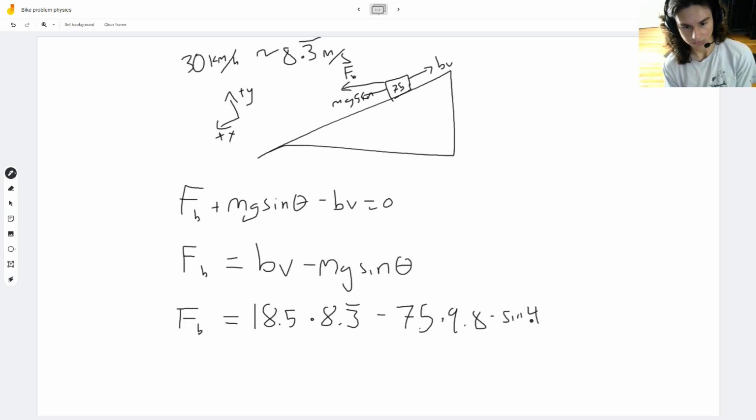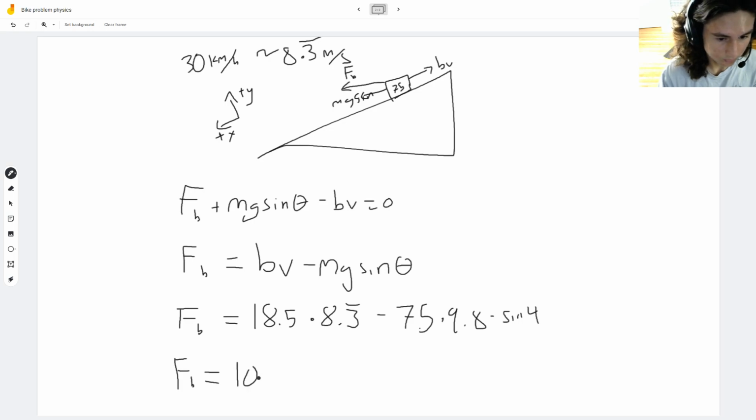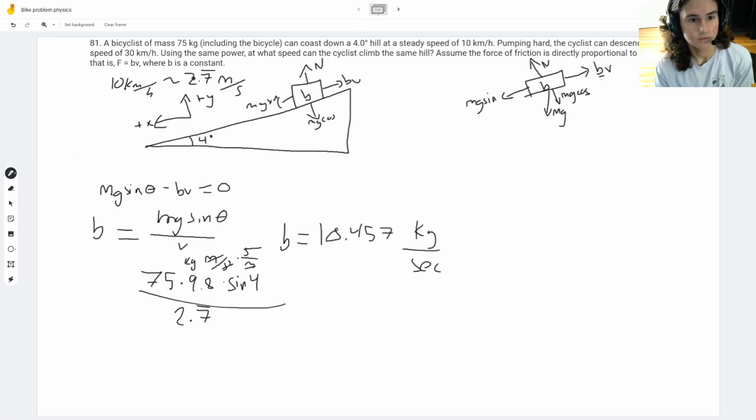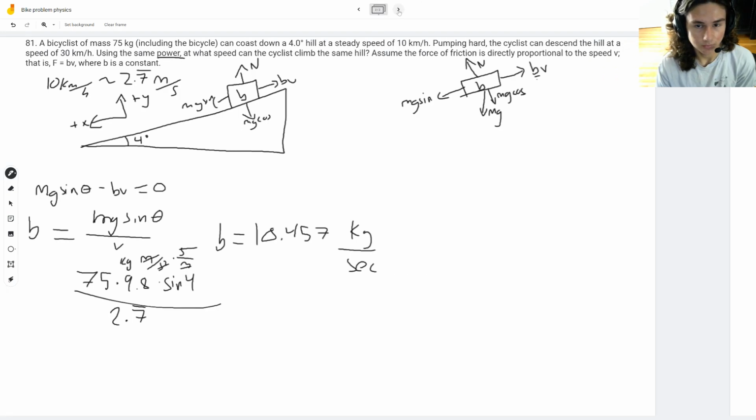So we have 18.5 times 8.3 repeating, and then we're going to be subtracting 75 times 9.8 times sine of 4, which will give us a force for the biker of 102.89 newtons. So if we look at this problem, it's asking for the power that this person is working at, but we only have the newtons.